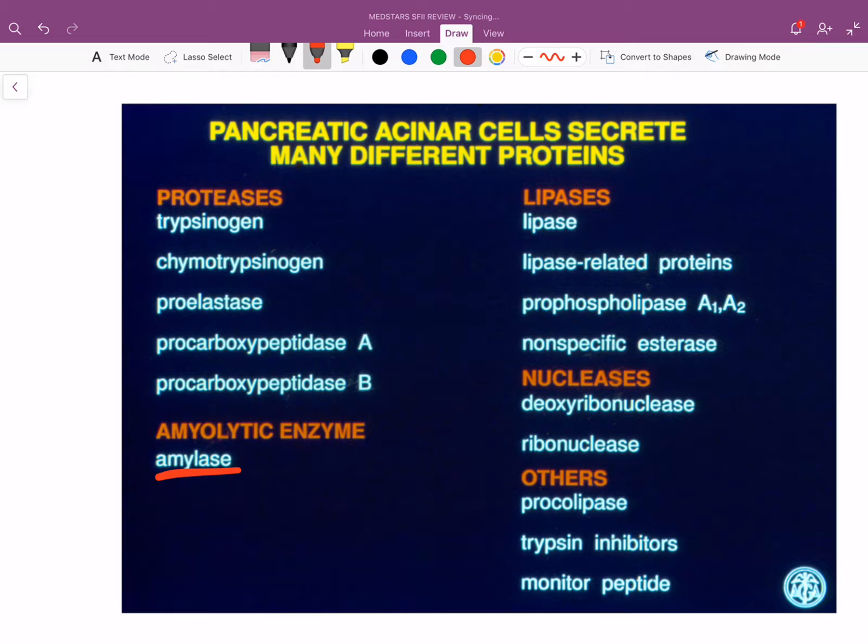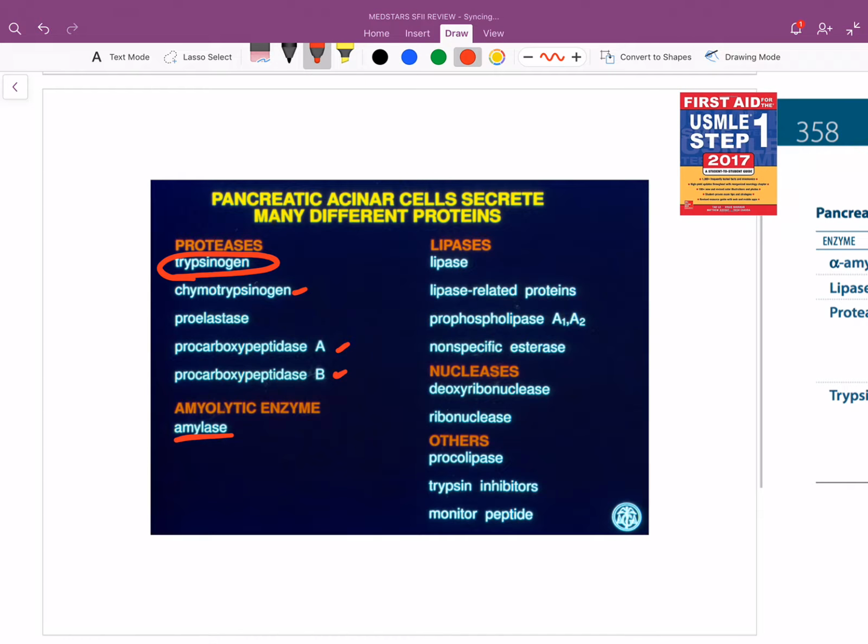One thing you guys have to know is this guy right here, trypsinogen. Doesn't that sound familiar? Yeah, it sounds like pepsinogen, right? So what does that mean? That means it's a zymogen. What is a zymogen? A zymogen is the inactive form of an enzyme that needs to be cleaved in order for it to become active. Okay, and then you have other enzymes: chymotrypsinogen, procarboxypeptidase A, procarboxypeptidase B.